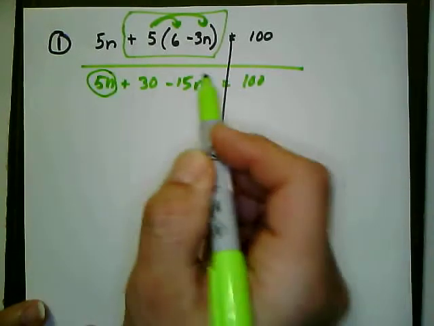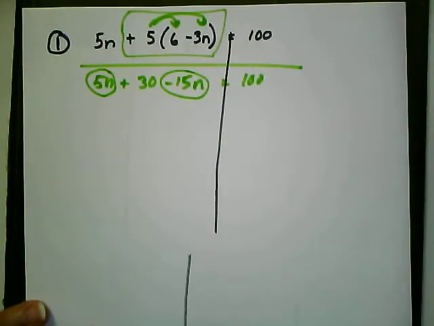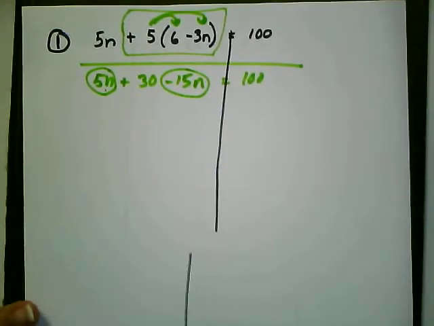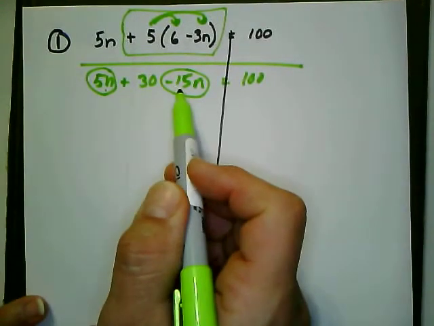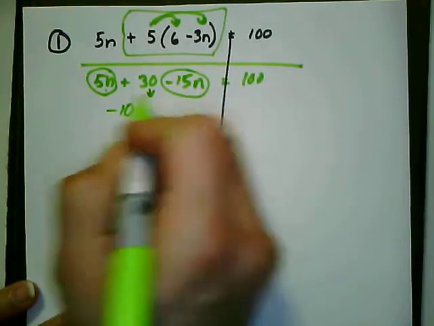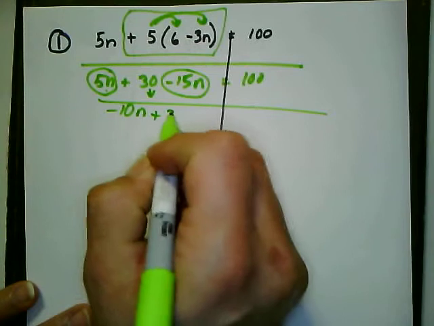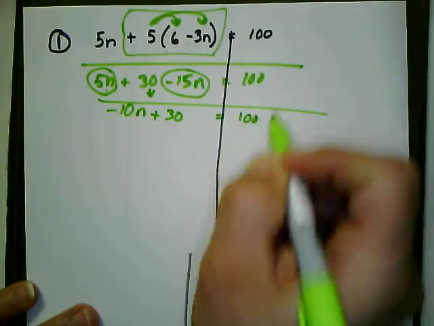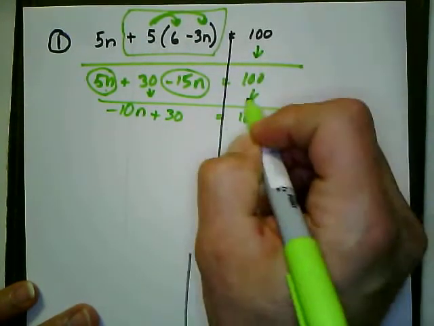Well, the 5n and the negative 15n, because they both have an n, they have the variable. 30 does not have a variable. So 5n plus negative 15n, that would be negative 10n. We bring down that 30 plus 30 equals 100. We bring that down. That just follows down the whole way.